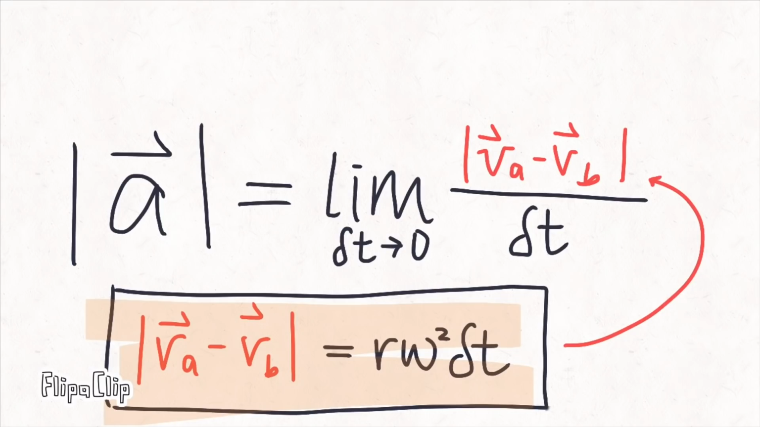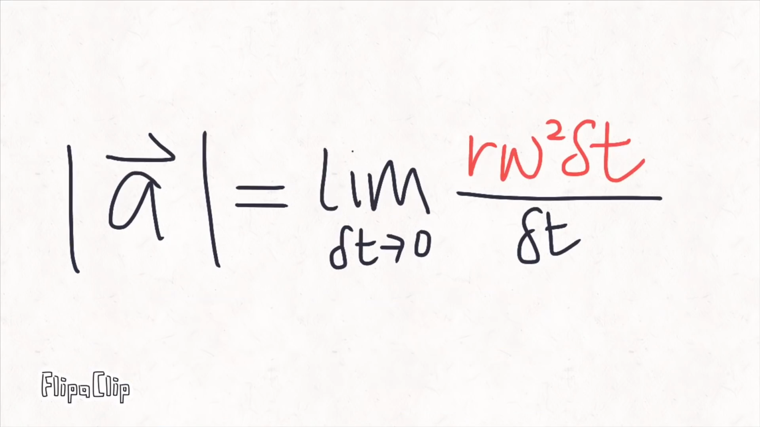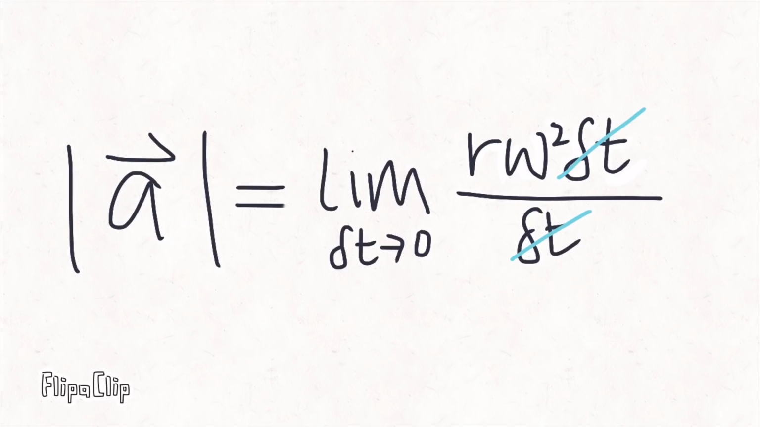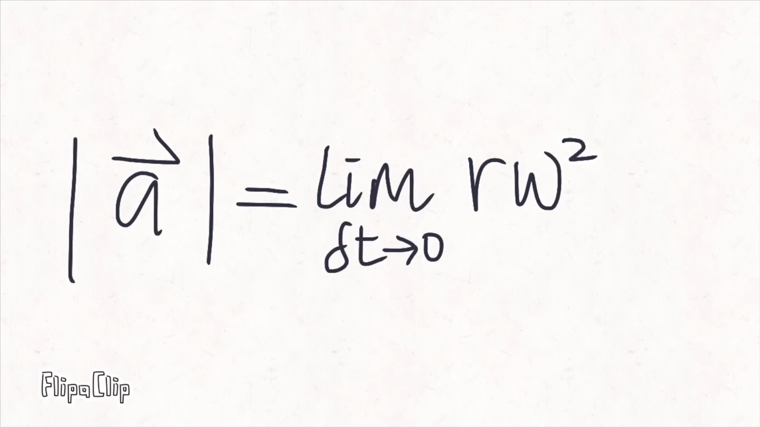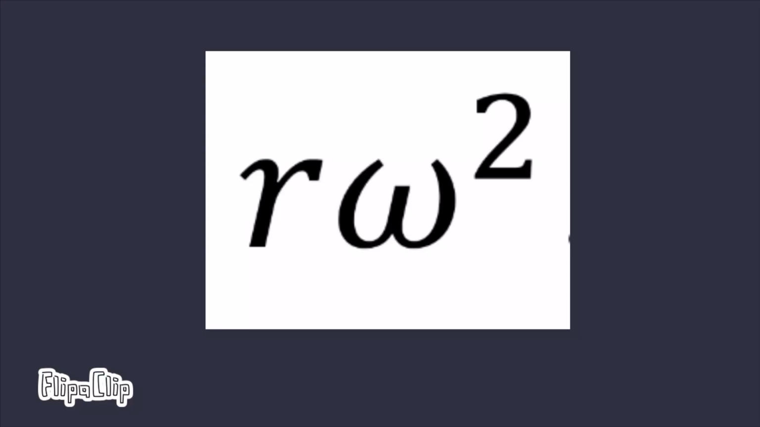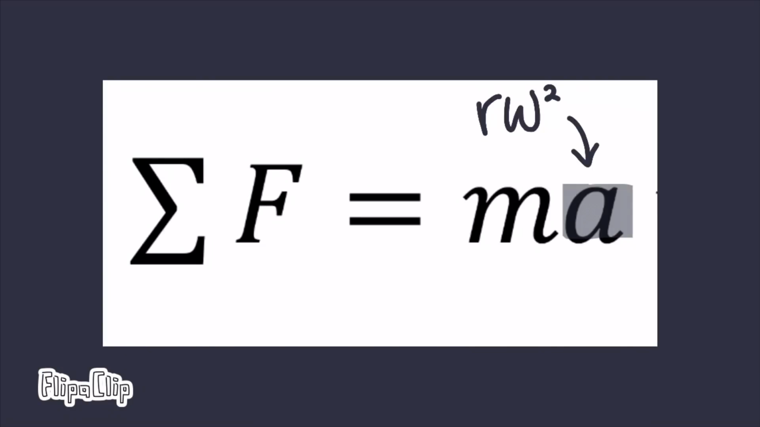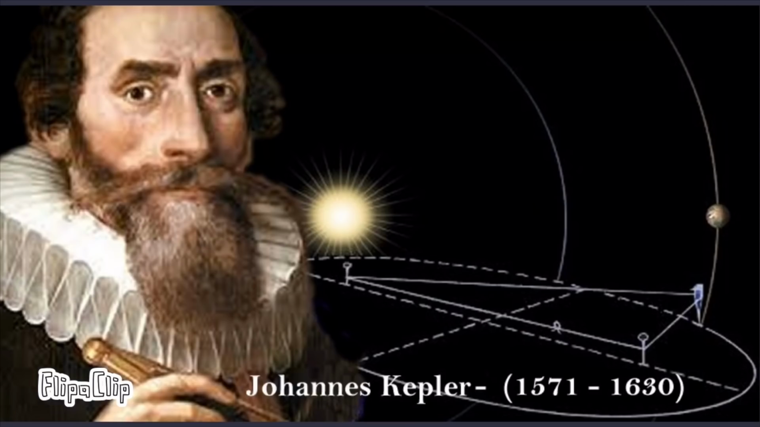Using our previous result, we know that acceleration is equal to R omega squared delta t over delta t, when delta t approaches 0, which can be simplified to R omega squared. Now, we know that centripetal acceleration is R omega squared. F equals ma, a equals R omega squared, so centripetal force is m R omega squared.